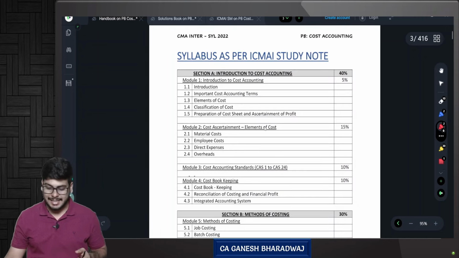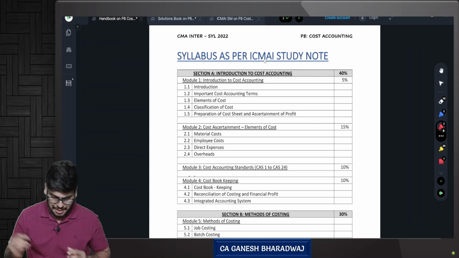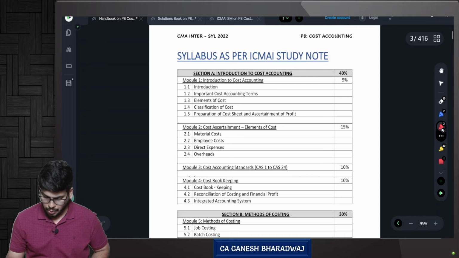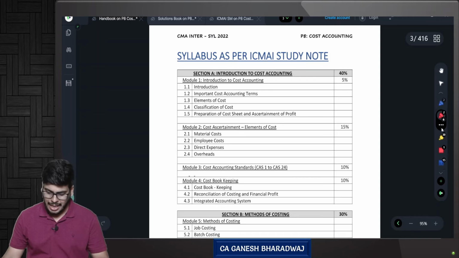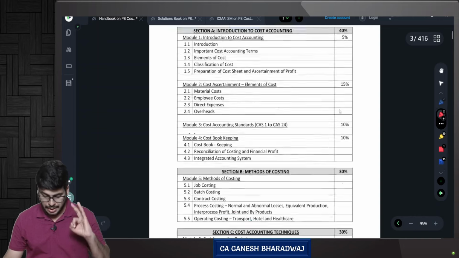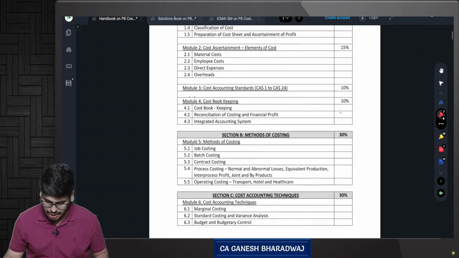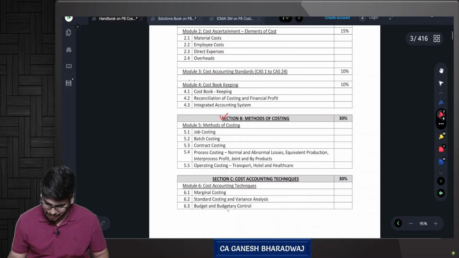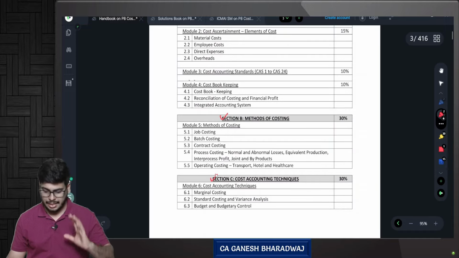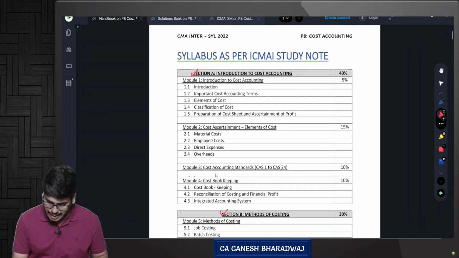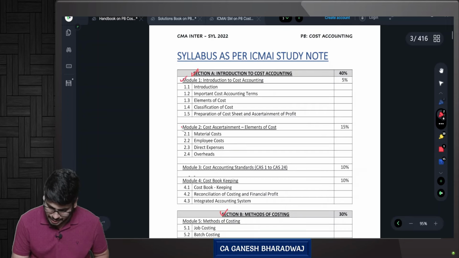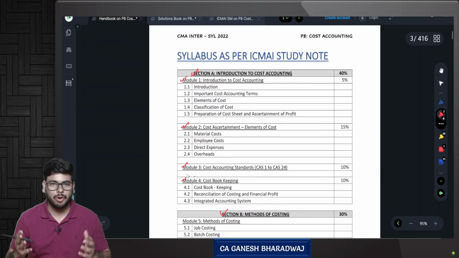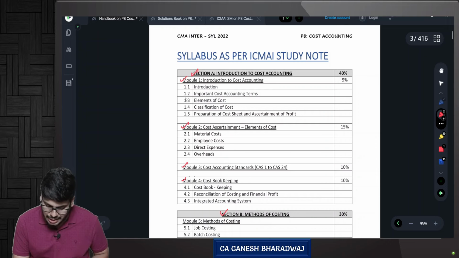As per your ICMA study note, the study material given by the CMA Institute is called a study note, just in case you didn't know about it. What they have done is they have classified the entire syllabus into three sections: section A, section B, and section C. Under each section they have something called modules: module 1, module 2, module 3, and so on. And under each module they have something called submodules.